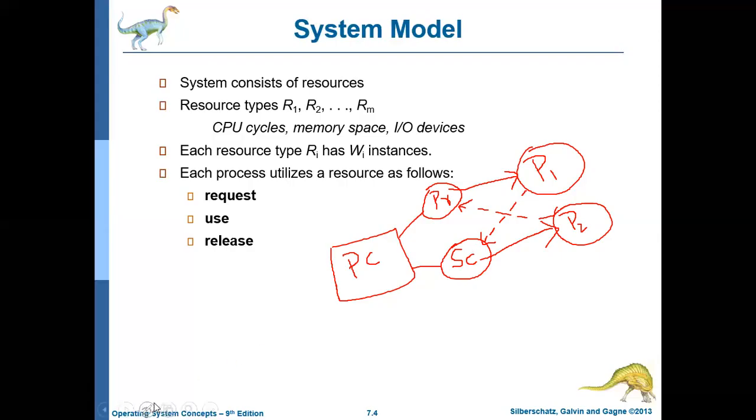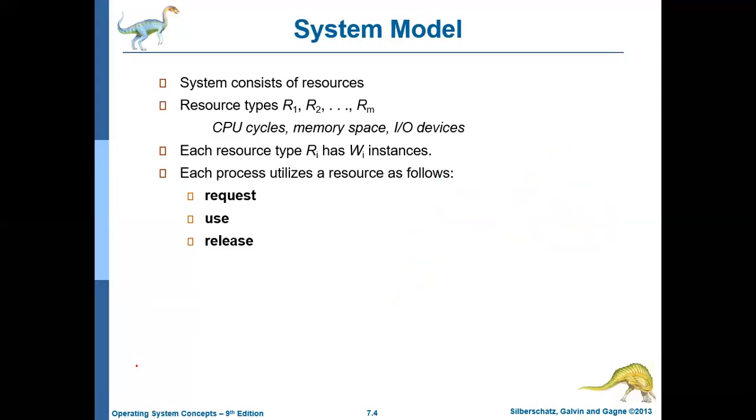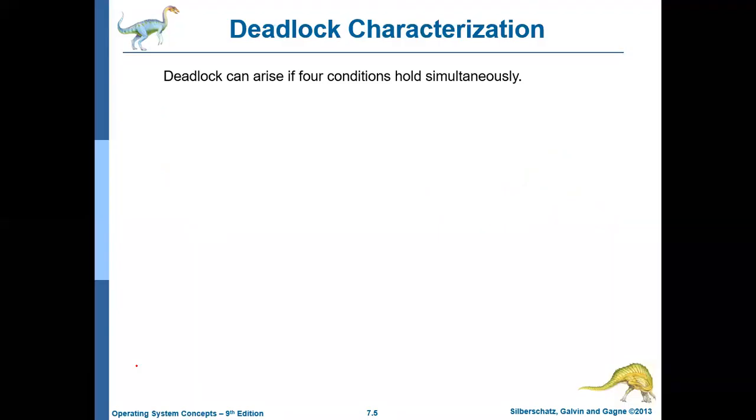Okay. So this is the whole idea of deadlock. With this understanding, let us now characterize deadlock. Deadlock will occur if four conditions are held simultaneously.